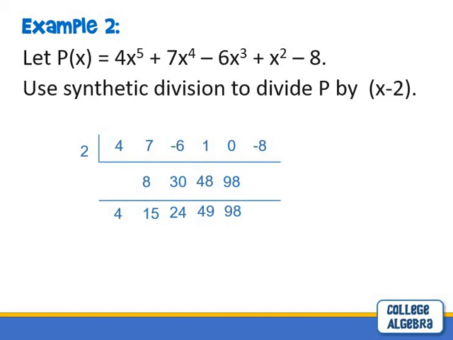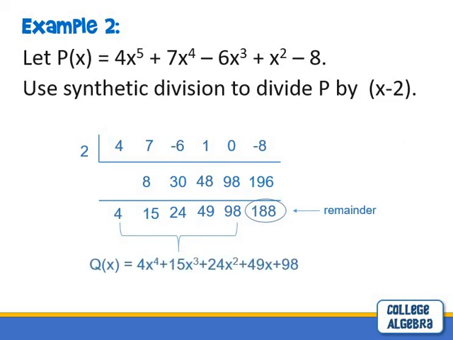One more time, 98 times 2 is 196. Add the column: negative 8 plus 196 is 188. So 188 is my remainder, and these are the coefficients of my quotient. So my quotient is 4x to the 4th. We divide it into an x to the 5th here, so we get 4x to the 4th plus 15x to the 3rd plus 24x squared plus 49x plus 98.